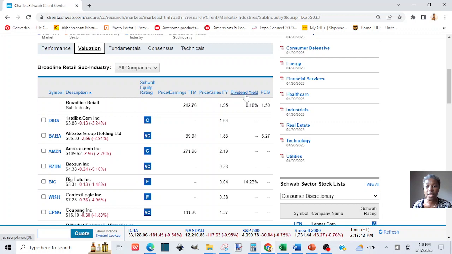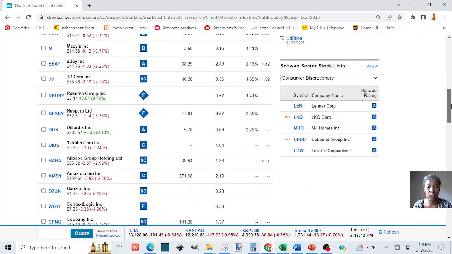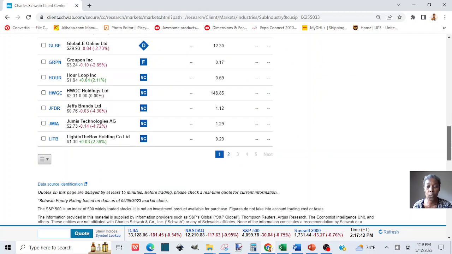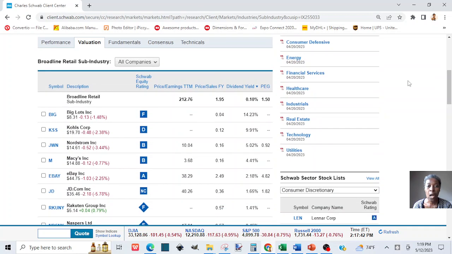And usually it may not be sorted out the way we want it. So you will click on dividend. When you click on dividend, it's going to sort it out from highest to lowest. And now we have our companies sorted by the highest paid dividend to the lowest. You can quickly scroll down to see if you have multiple pages to go through, and this one has 2 pages.